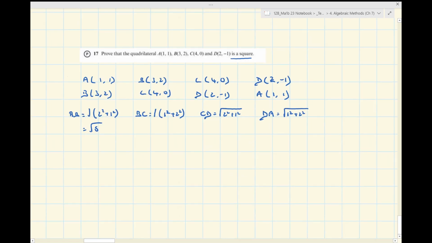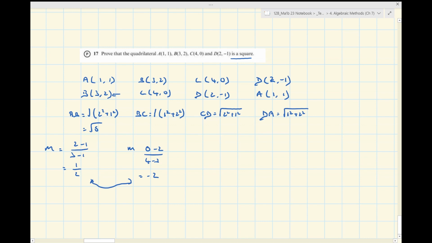Right, let's look at their gradients, shall we? So I'm going to call it m each time. So the difference in the y, so I'm going to do 2 minus 1 over 3 minus 1 gives me a gradient there of a half. Right, what about the gradient in this case? Let's do the bottom minus the top. So I'm going to have 0 minus 2 and 4 minus 3 gives me a gradient of minus 2 over 1 minus 2, which incidentally is the negative reciprocal there.